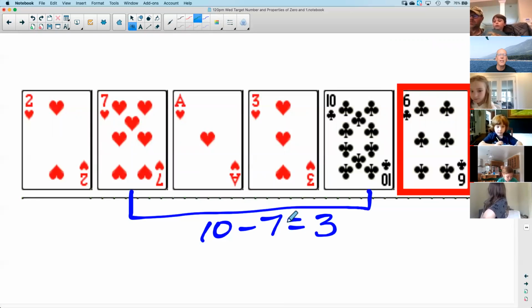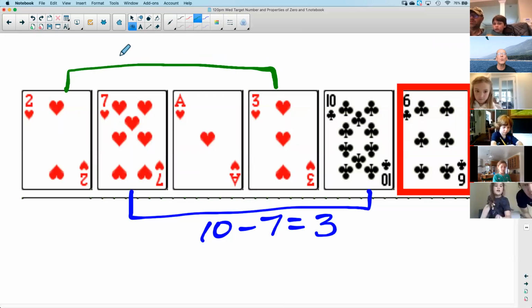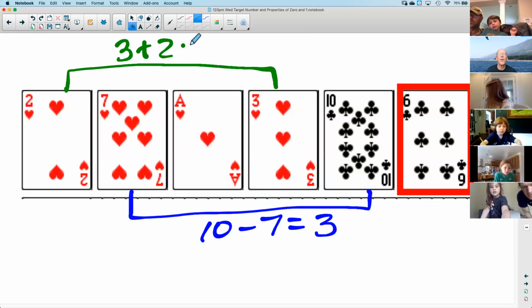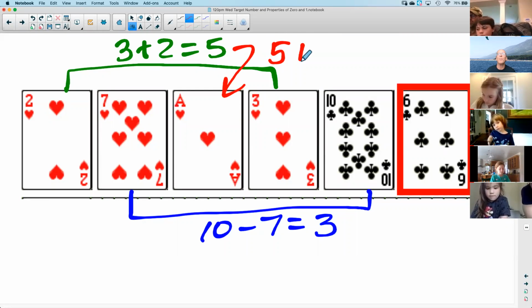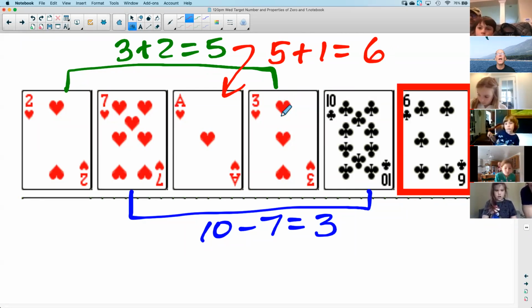We have 10 minus 7 equals 3. 3 plus 2 equals 5. Okay, hold on. 3 plus 2 equals 5, and get the 6 at the same time. Keep going. 5 plus 1 equals 6. And I think we've used all the cards.